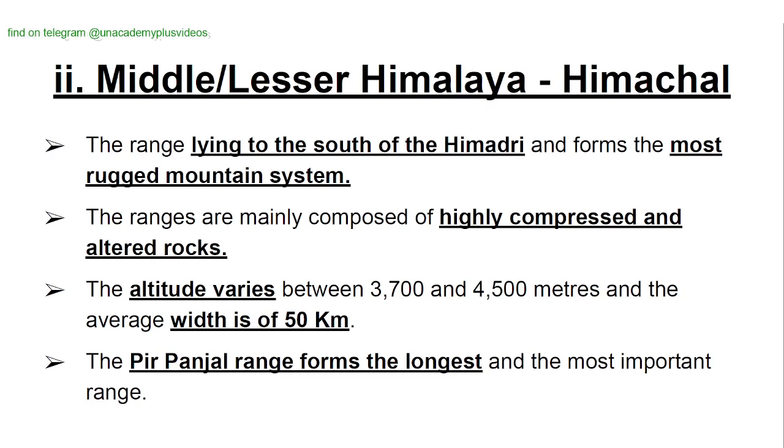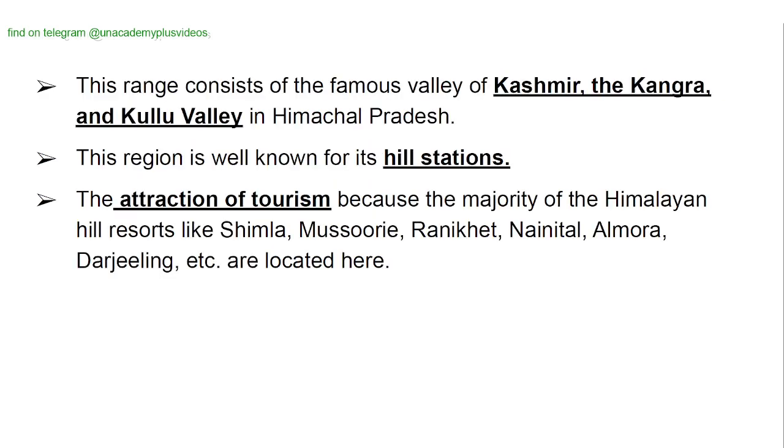Middle or the Lesser Himalaya or Himachal. The range lies to the south of the Himadri and forms the most rugged mountain system. The ranges are mainly composed of highly compressed and altered rocks. The altitude varies between 3,700 and 4,500 meters and the average width is 50 kilometers. The Pir Panjal range forms the longest and the most important range. This range consists of the famous valley of Kashmir, and the Kangra and Kulu Valleys in Himachal Pradesh.